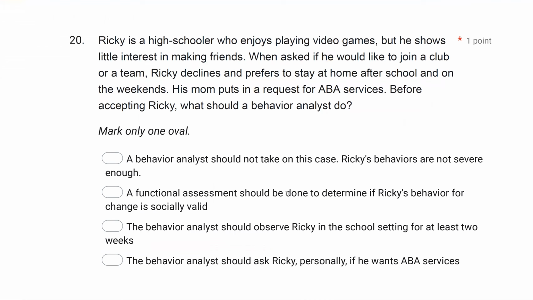And then 20, Ricky is a high schooler who enjoys playing video games, but he shows little interest in making friends. When asked if he would like to join a club or a team, Ricky declines and prefers to stay at home after school and on the weekends. His mom puts in a request for ABA services. Before accepting Ricky, what should a behavior analyst do?